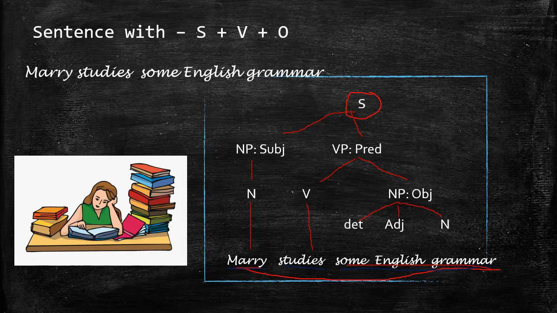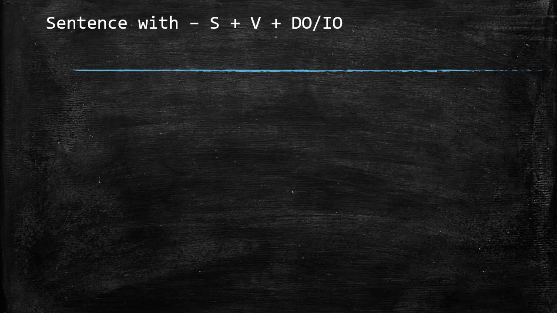Okay, is it understood? Okay, now we continue to another example of a sentence. It is a sentence with subject, verb, and two objects. We have direct object and indirect object in English. For example, we have Mary gave John a black cat.